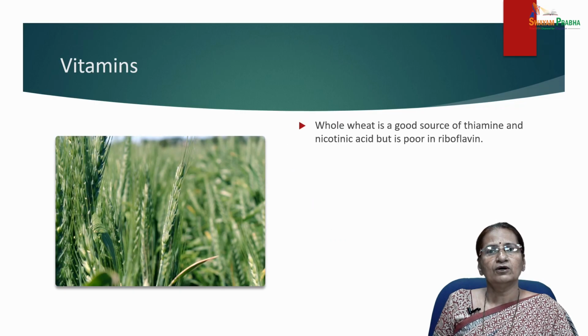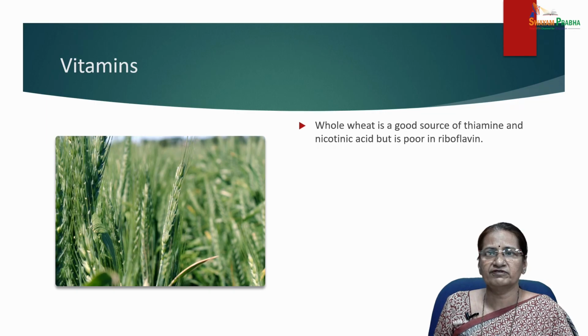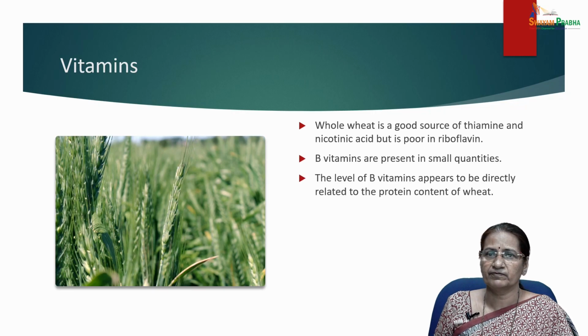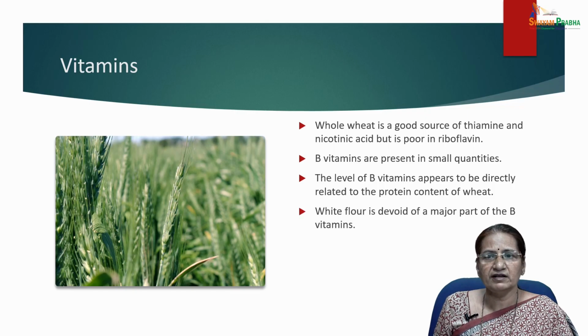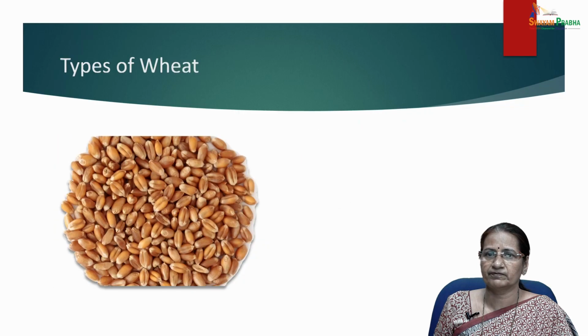Vitamins. Whole wheat is a good source of thiamine and nicotinic acid but is poor in riboflavin. B vitamins are present in small quantities. The level of B vitamins appears to be directly related to the protein content of wheat. White flour is devoid of a major part of the B vitamins.